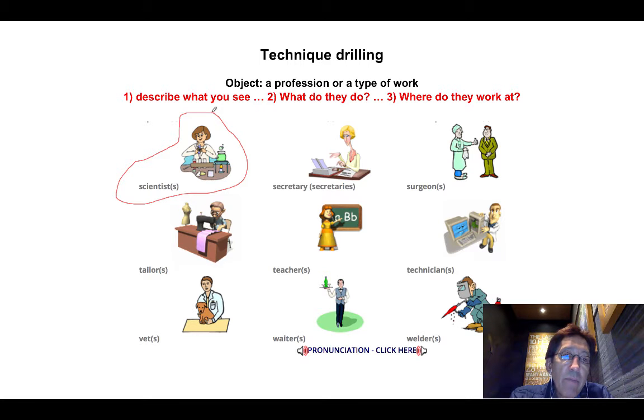Then the second thing is, what does this person do? What is this profession? What do they actually do? And the third question is, where can you find them? Where do they work, generally? All right, go ahead. Should I start from the first picture? Yeah, start with the scientist.